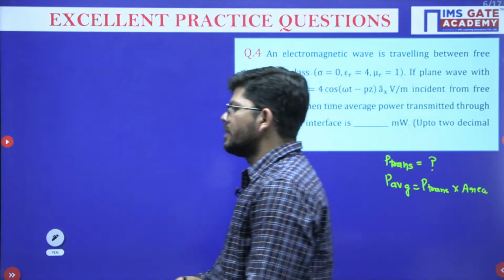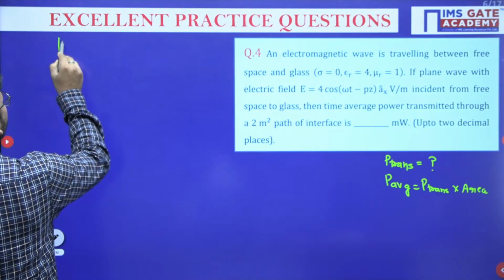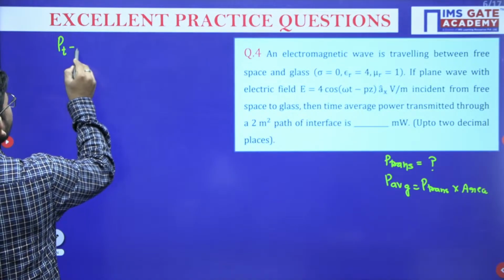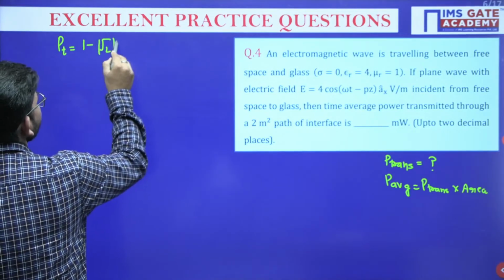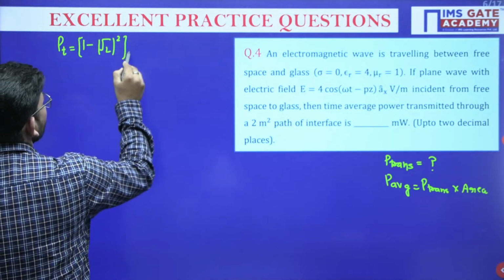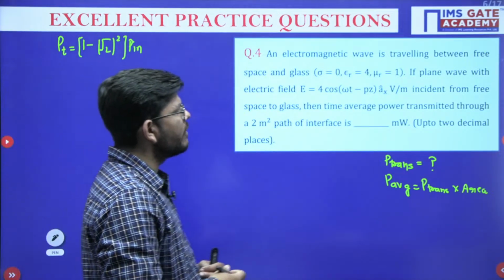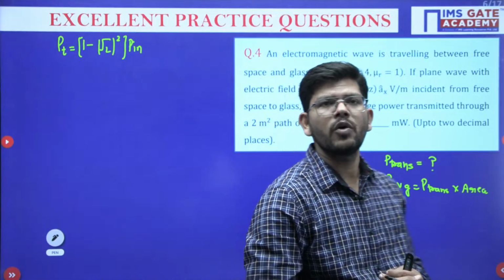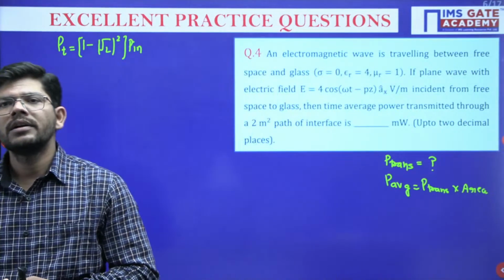So how do we find the power transmitted? You know the relation that power transmitted P_T is equal to 1 minus reflection coefficient squared into P incident. So that is the formula. We need the value of gamma, the reflection coefficient, and the value of the incident power, and then we will be able to determine all the things.